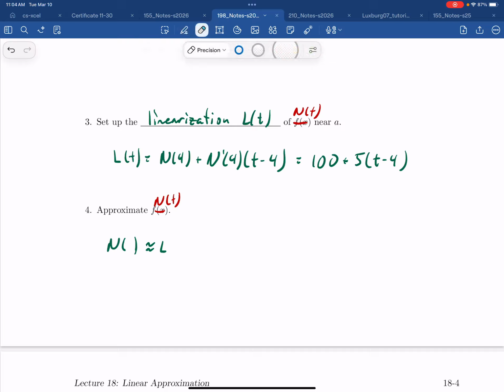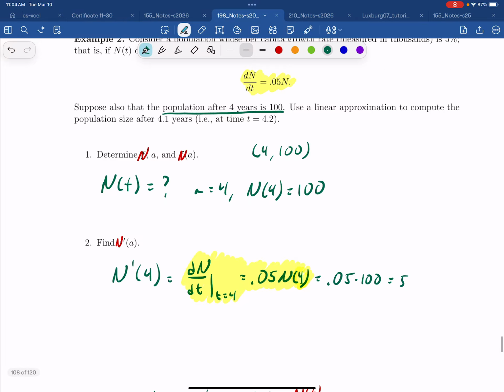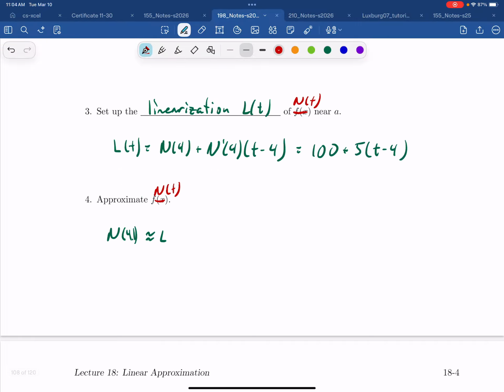Okay? So then we approximate n of t, and we say n of t approximately equals L of t near 4. So we can say n of 4.1, right? I did say 4.1, right? Yeah. Oh, and that should be 4.1. That's a typo. L of 4.1 equals 100 plus 5 times 4.1 minus 4, and that's going to give us 100 plus 5 times 0.1, which gives us 100.5.